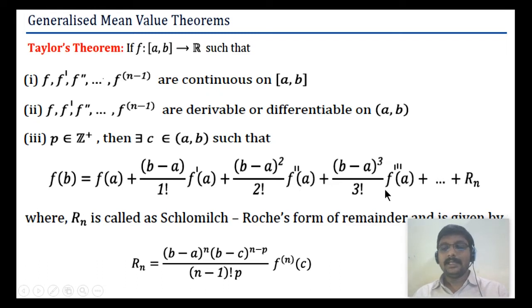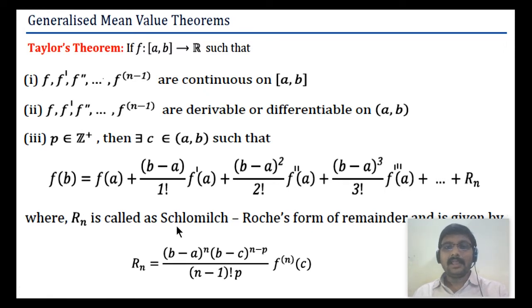So here the remainder, Schlömilch-Roche's form of remainder, is given by Rn equal to (b minus a) whole power n into (b minus c) whole power (n minus p) into f nth derivative at the point c, upon (n minus 1) factorial into p. What is c here? c belongs to open interval (a,b). What is p here? p is the positive integer. So it is known as the statement of Taylor's theorem.